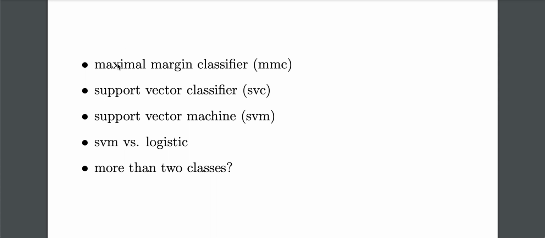Okay. So the problem with the maximal margin classifier is that it cannot be applied to most data sets because it requires the data set to be linearly separable. On the other hand, the support vector classifier, which is an extension of the maximal margin classifier, can be applied to a broader range of cases because it can deal with data sets that are not linearly separable.